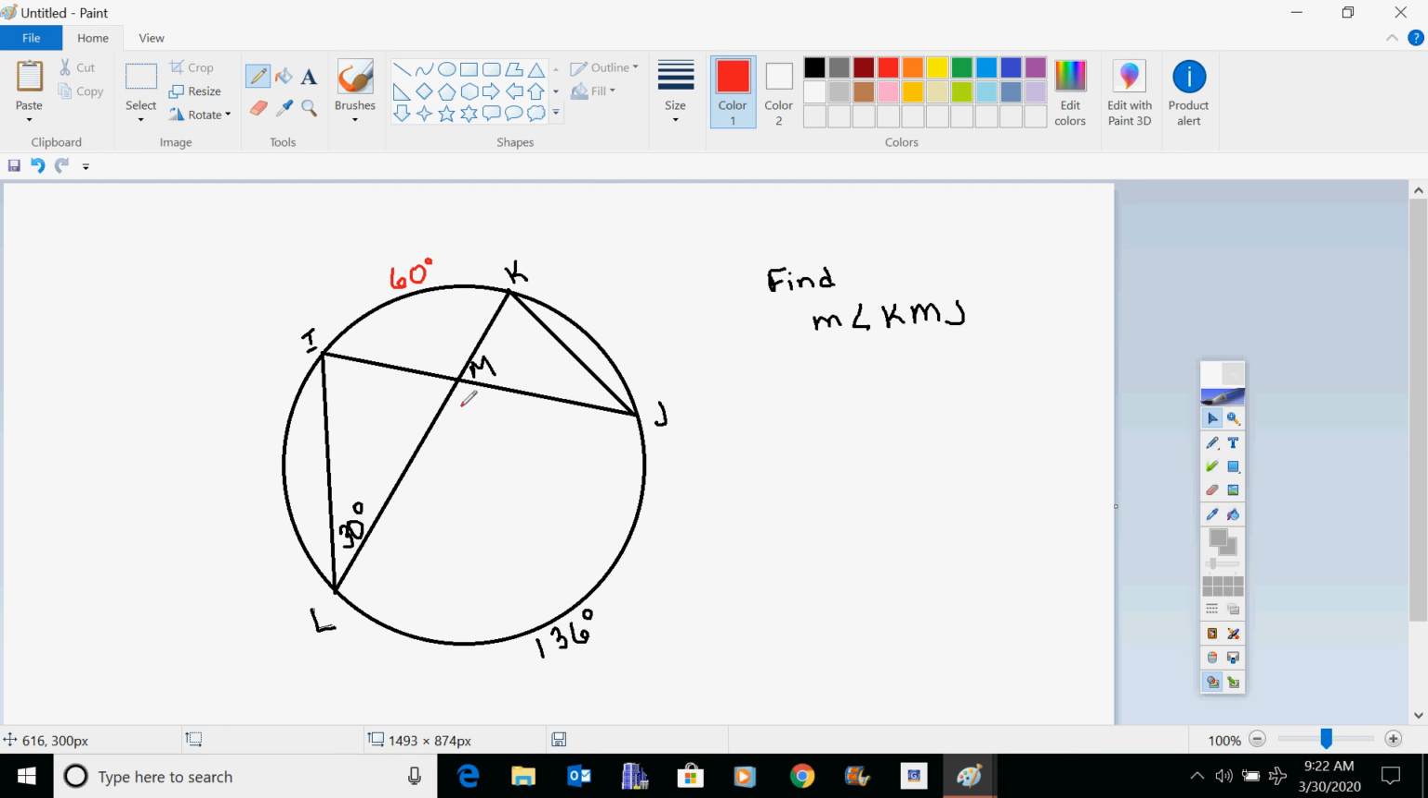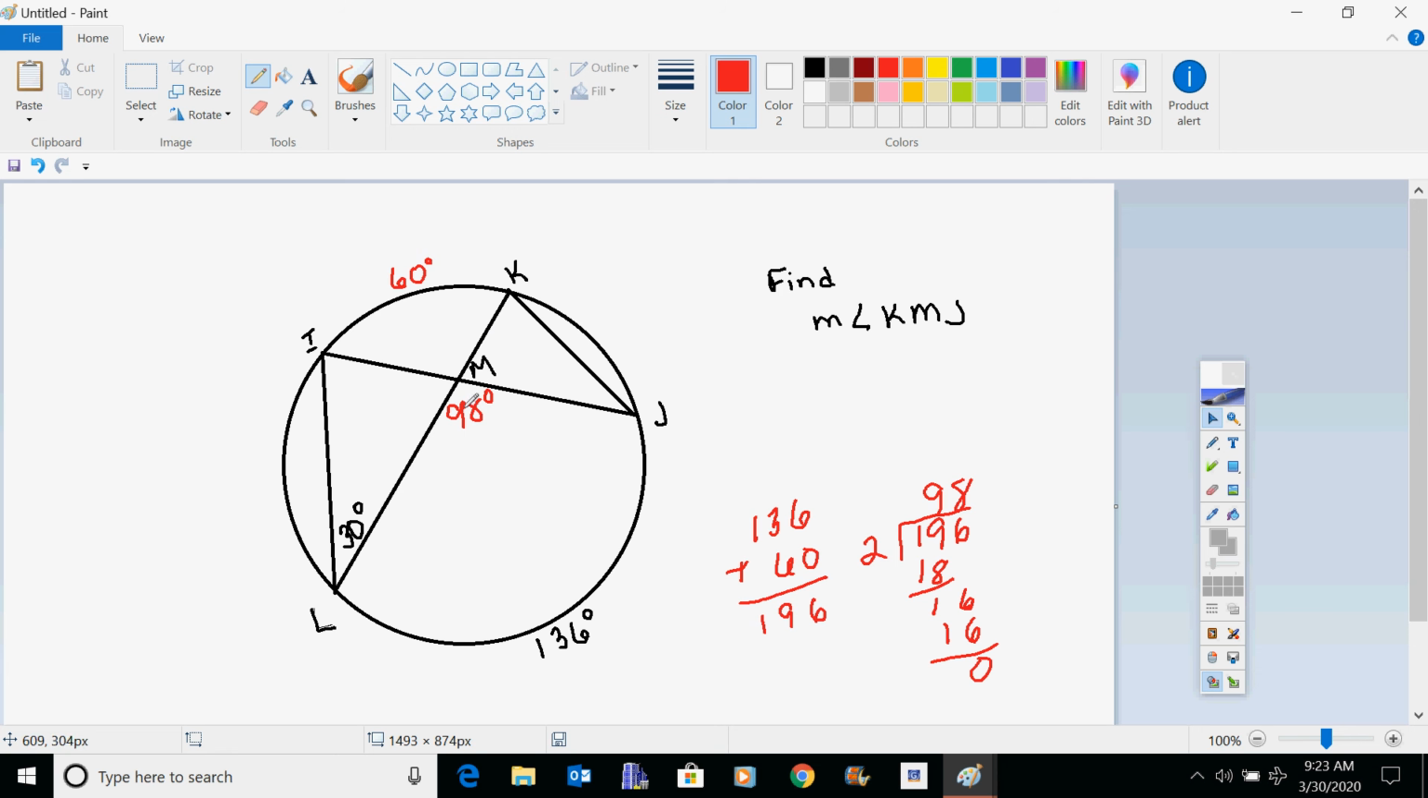In order to find this angle right here, you would have to add 136 plus 60 and divide that number by 2. So 196 divided by 2 would be 98, just for those that need to see that. So 98 degrees will be right here.